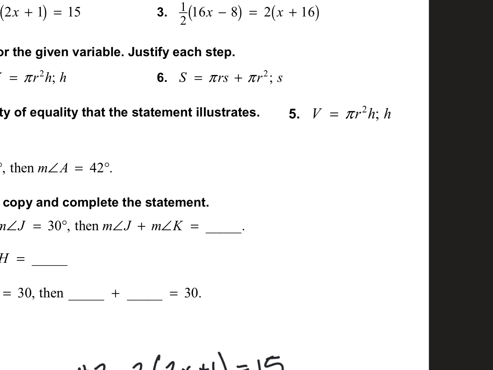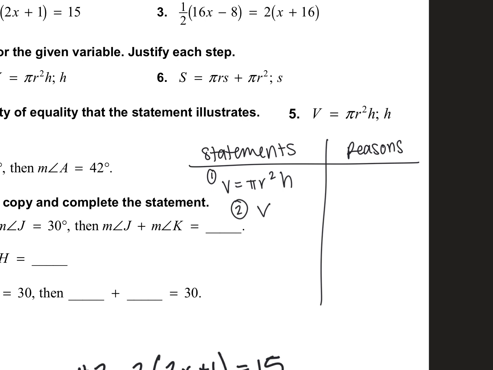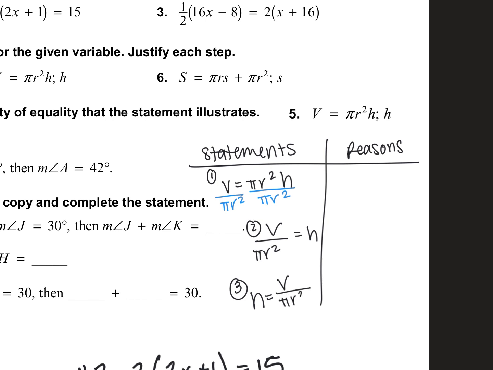How would I get rid of my pi r squared? How would I get rid of that? You divide it. Good. I'm going to divide it and move it to the other side. Let me show you in blue, so you know what I'm moving over. I'm dividing by pi r squared. So I'm going to get v over pi r squared equals h, but I want my h in front. So my step 3, I'm changing it to h equals v over pi r squared.